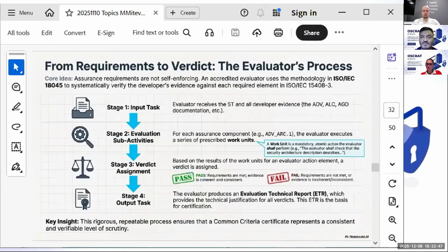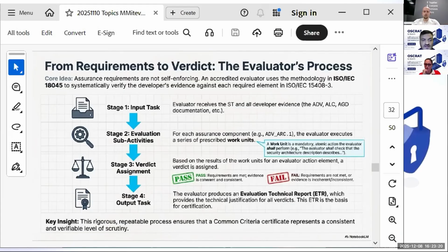In this way, we can see the full evaluation flow. First, evaluators receive all evidence: security target, design documents, guidance, and lifecycle information. Next, they perform sub-activities according to the ISO/IEC 18045 standard, checking each requirement through specific work units.